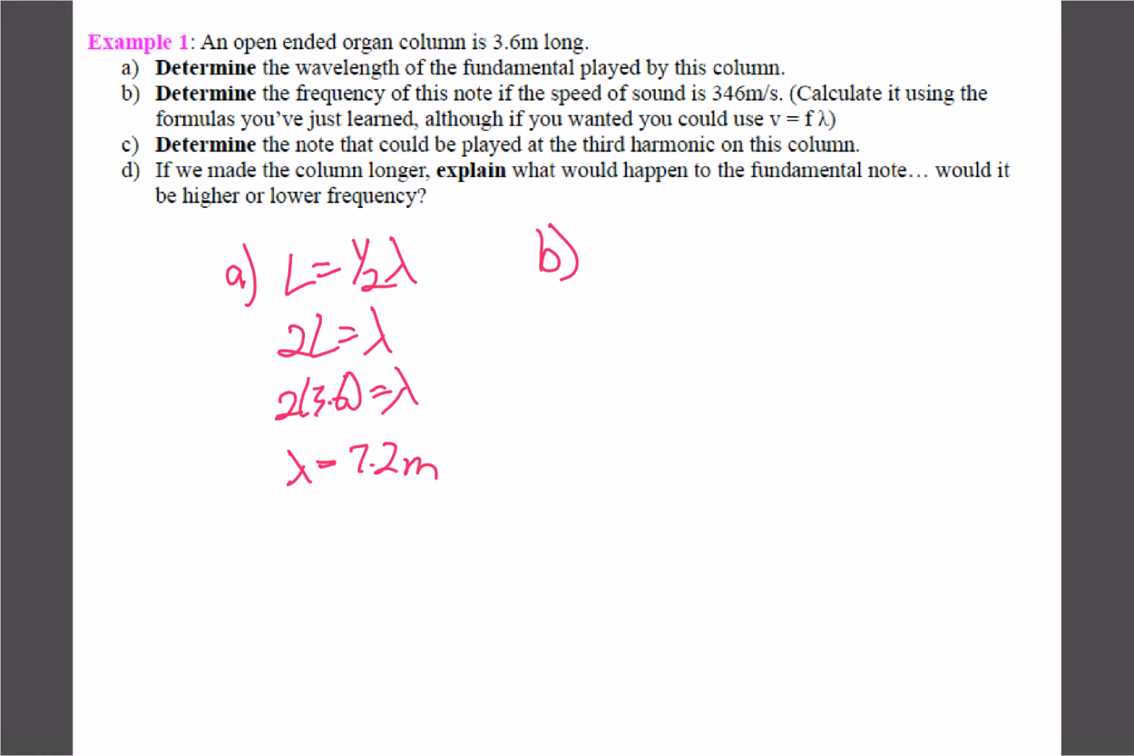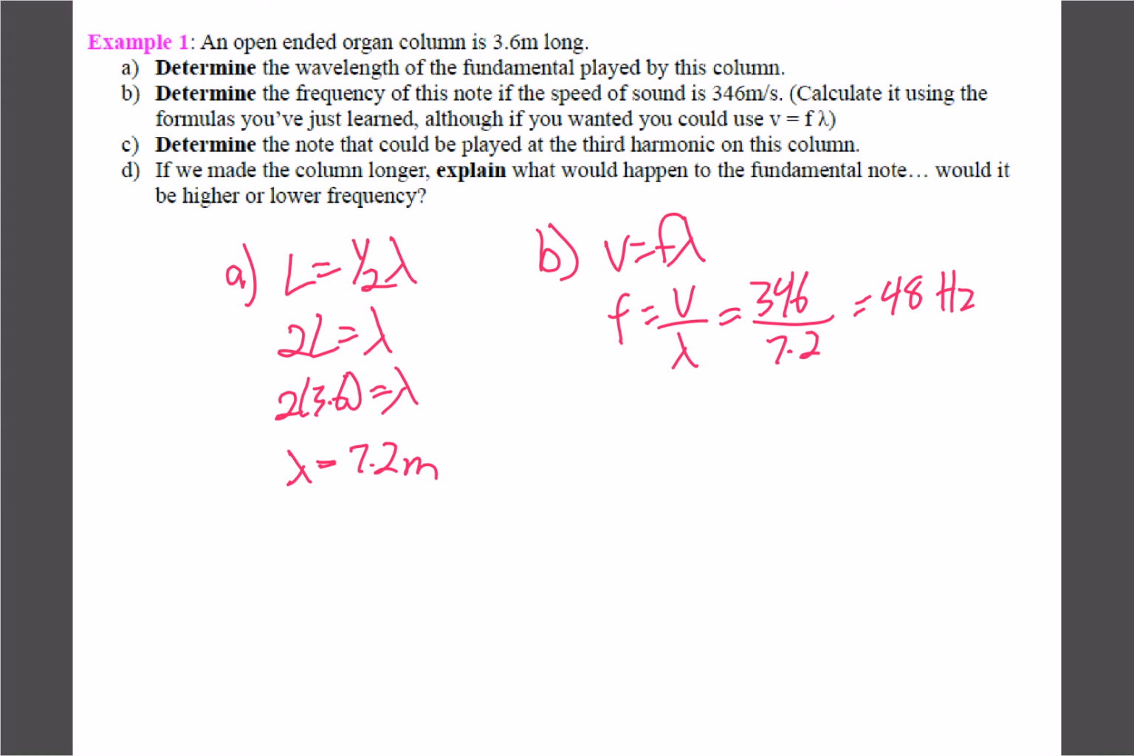It says determine the frequency of this note if the speed of sound is 346. So we can use the old formula. We could use velocity equals frequency times wavelength that we just calculated, but let's try it with the new formula. Actually, let's do it both ways. Okay, so we're looking for frequency. So that would be V over wavelength. So if our velocity is 346, wavelength we just calculated was 7.2. So let's do that quick. So we have 346 divided by 7.2, which is 48 hertz.